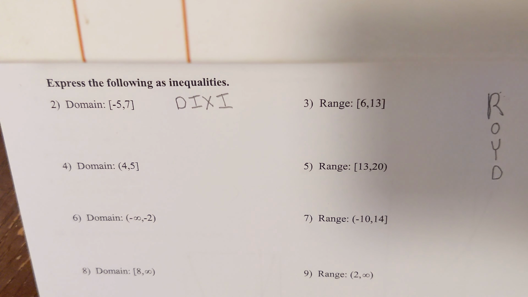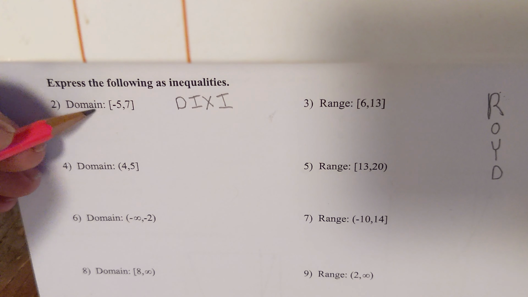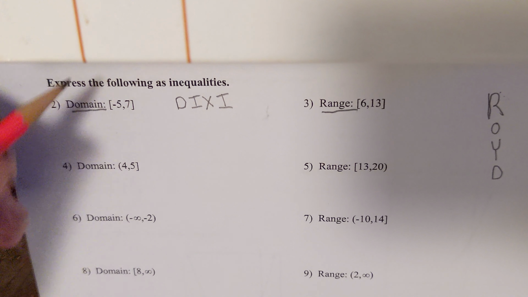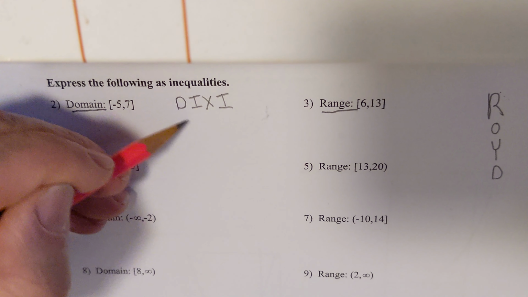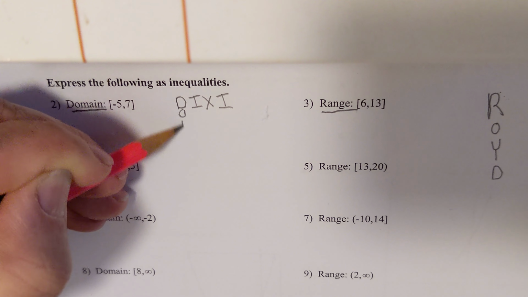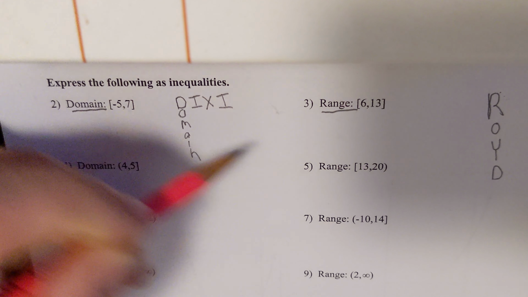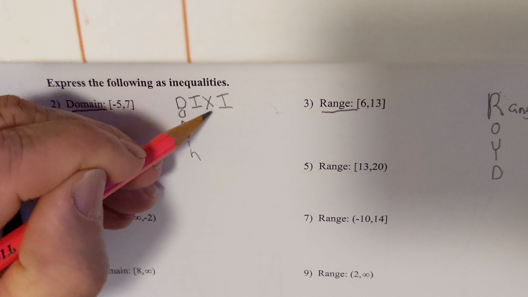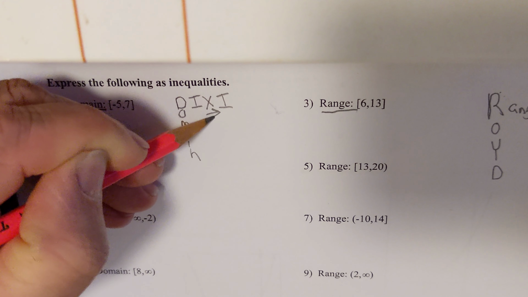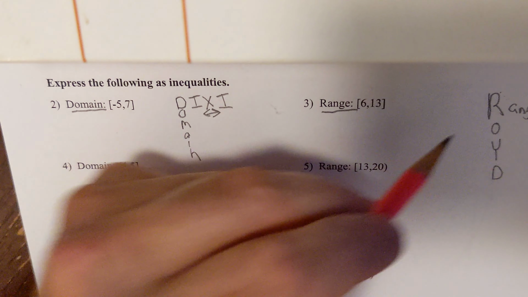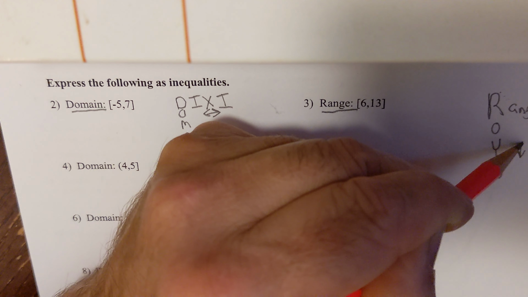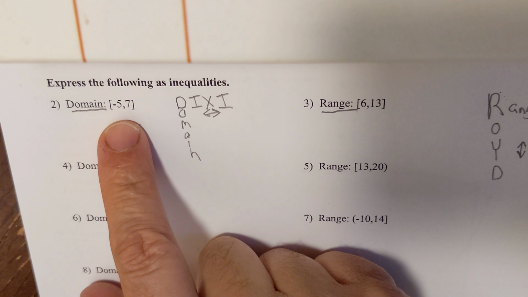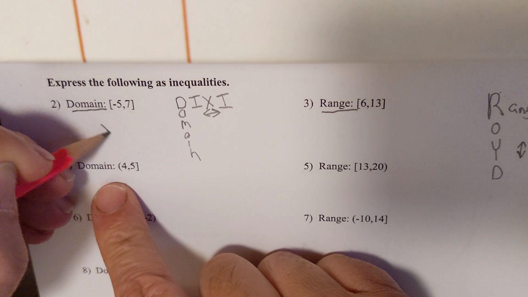Okay, let's look at these problems here. They want you to express either the domain or the range in inequalities, okay? Remember that the D in Dixie is domain, and the R in Roy D is range. Because it's the X, that's where it lives on the X-axis, and the Y is where it lives on the Y-axis. So here they give it to you in interval notation, and we're going to put it into inequality.